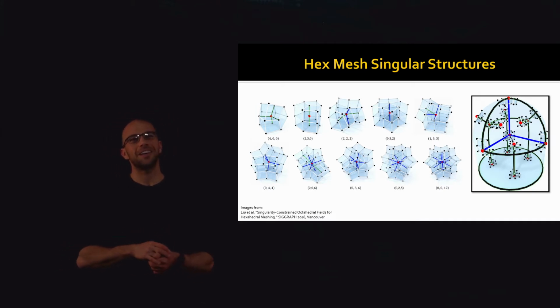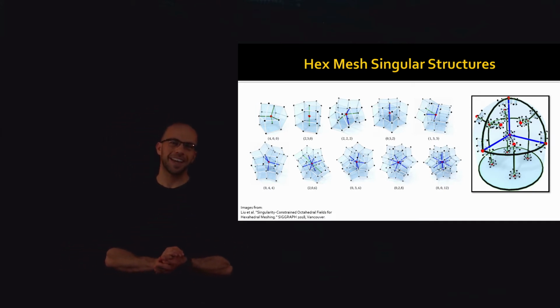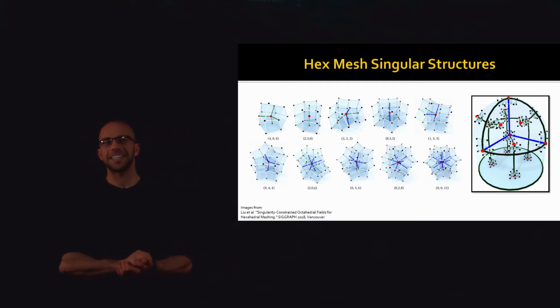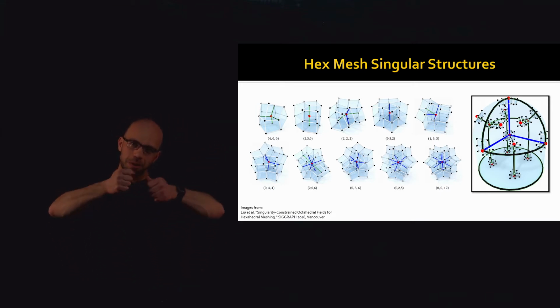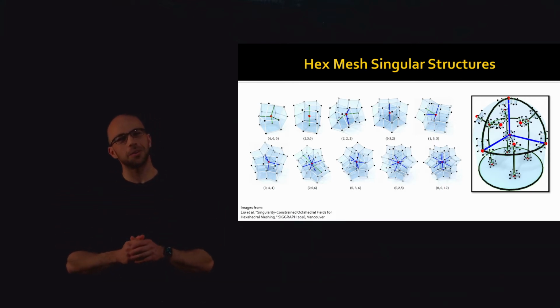Here I'm showing you all kinds of crazy singular structures that can happen in a hex mesh, each of which corresponds to an equally crazy singular structure in a field. So these are basically just all obtained by stacking deformed cubes together in different topological ways.